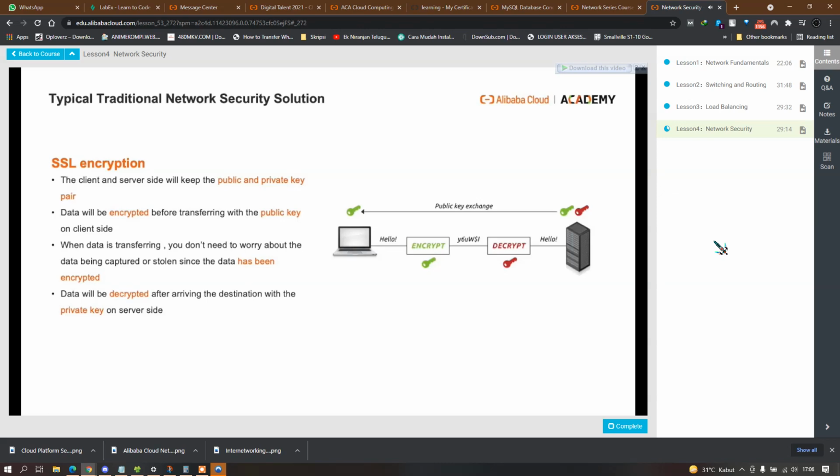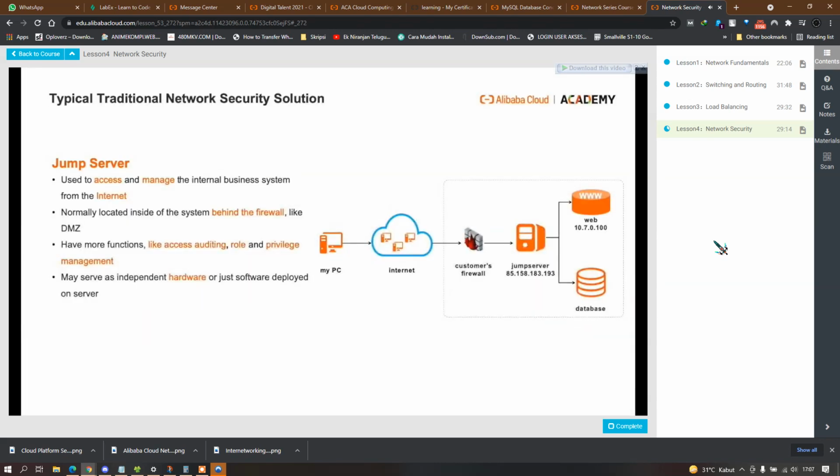So with this algorithm, we can achieve encrypted data transfer, and you don't have to worry about the data being captured in the middle of the transfer. So this is how SSL encryption protects our data. Okay, and the next security solution is the Jump server.